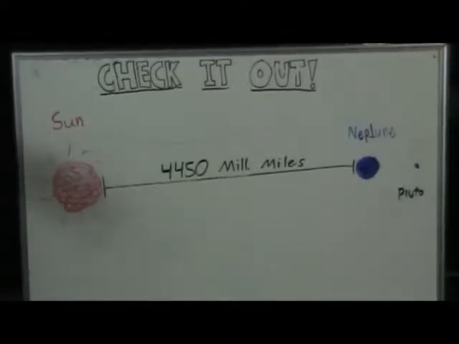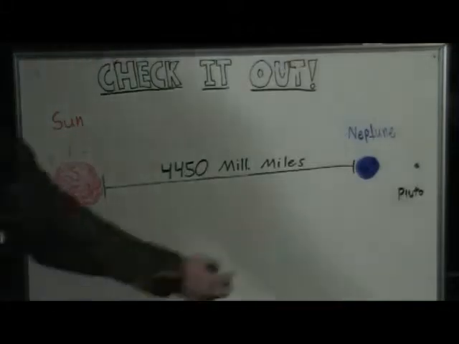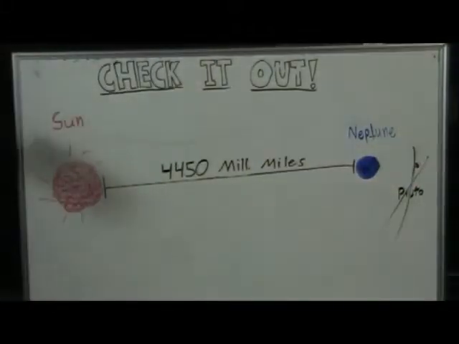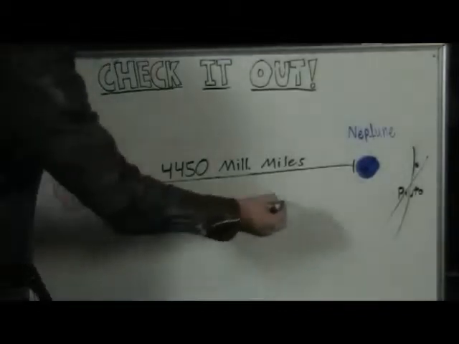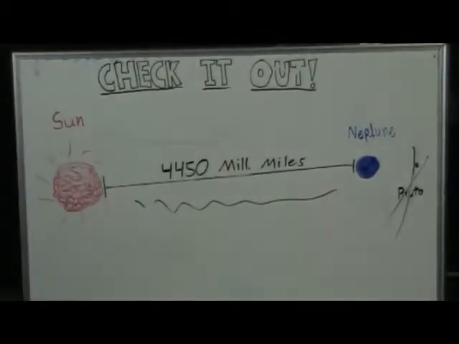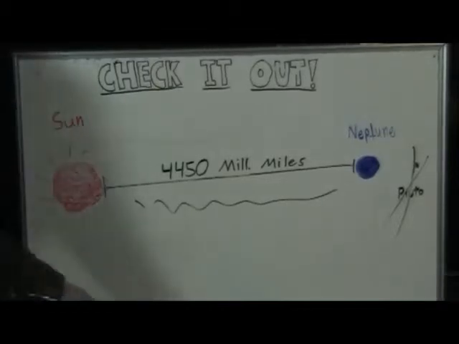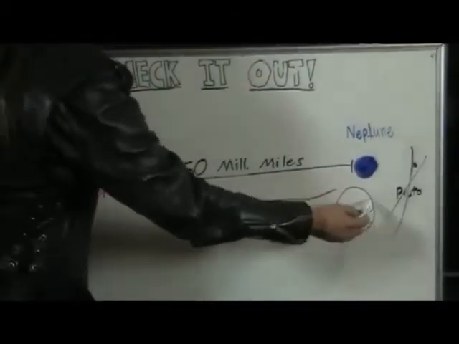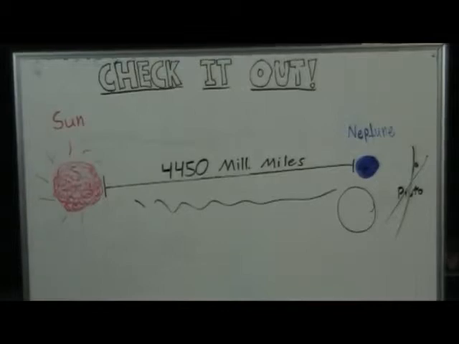Since Pluto was excluded as a planet, Neptune has now been considered the last planet in our solar system. Neptune is 4,450 million miles from the Sun. Neptune is 4 times the diameter of the Earth and is made mostly of hydrogen and methane. Neptune has high internal heating and surface winds greater than 1,000 miles per hour.